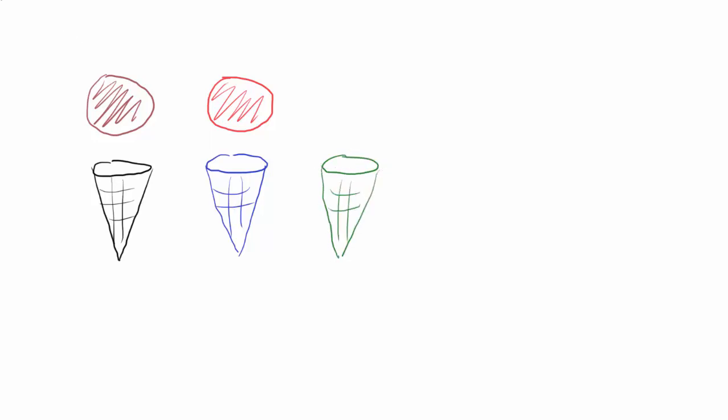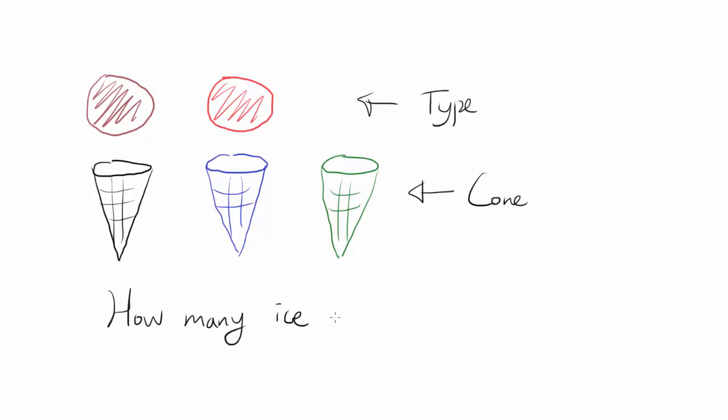And I'm going to ask you, you can select only one type of ice cream, and you can only select one cone. How many ice creams can you make? How many ice creams are possible?